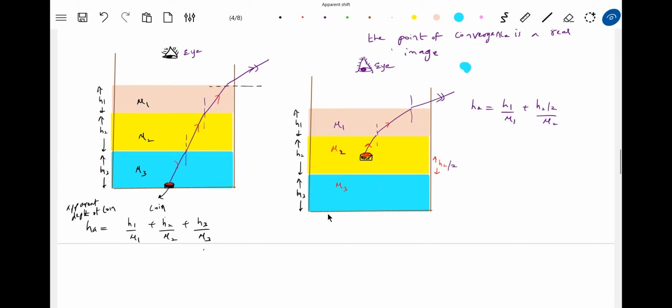The rays here will undergo refraction. So therefore, the apparent depth of the layers will come. Here the ray will undergo refraction between mu2 and mu1, and between mu1 and air. So therefore, the apparent depth of this liquid and this liquid will come into picture. This mu3 will not come into the final answer. And you should calculate this H2. What is H2? What is the depth?